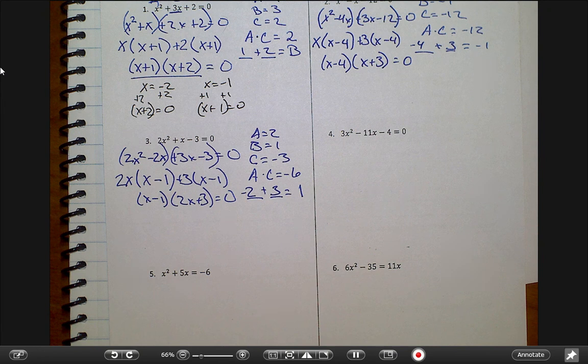You guys always start with the ABC. List out your ABCs and start doing the format. The A times C, and the something plus something gives you the B.